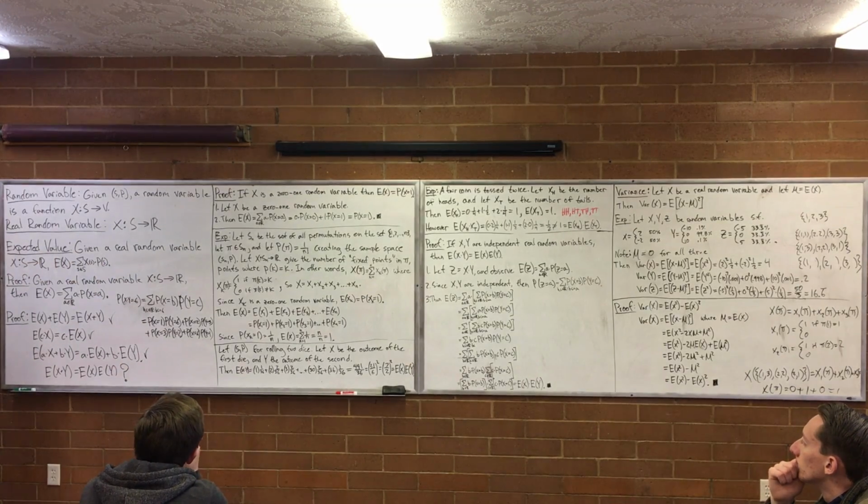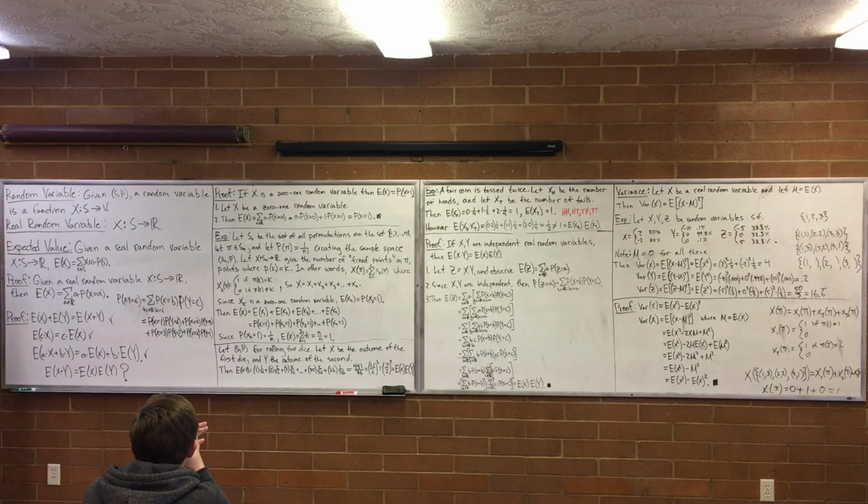Wait a minute. Not 4/36. Yeah, there's 4 rolls that give you a 6. So 4 of your 36 possible rolls gives you a 6. So there's a 4/36 chance that if you roll 2 dice, the product will be a 6. Okay, wait. There's 36 possible rolls when you roll 2 dice. Oh, yeah, I guess that's true. Okay. Good?